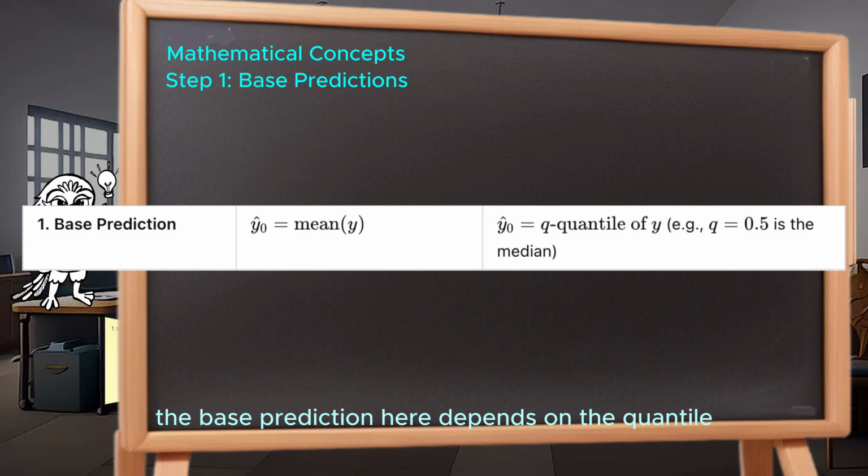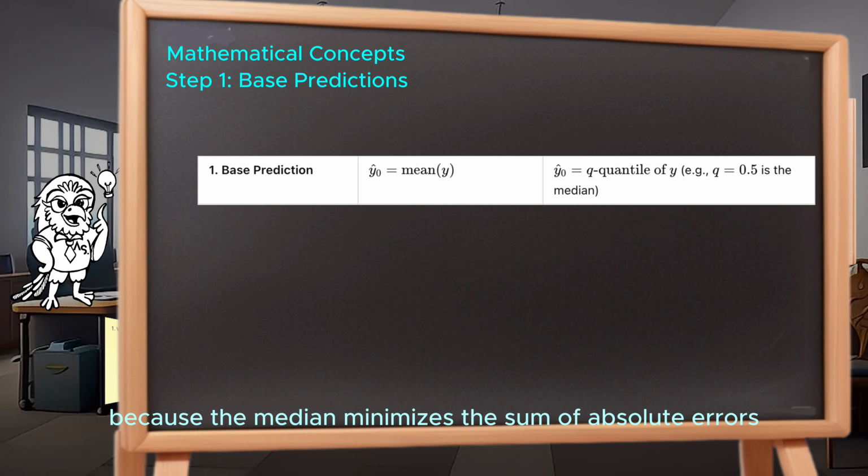The base prediction here depends on the quantile. For q equals 0.5, it's the median because the median minimizes the sum of absolute errors.